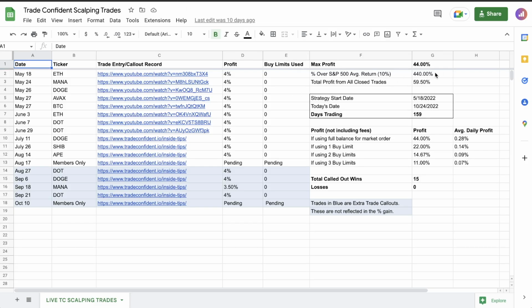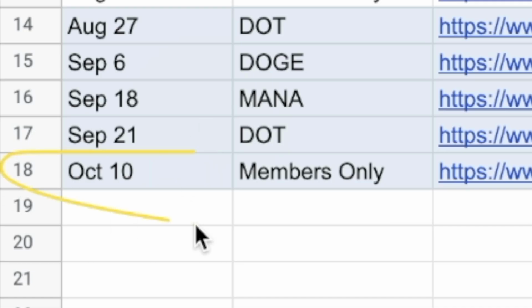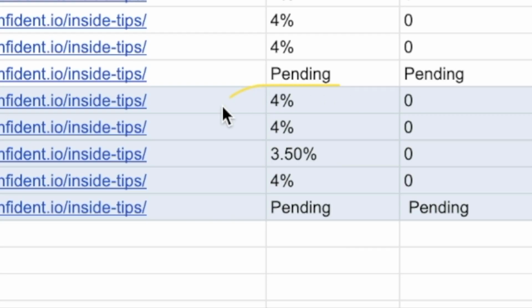We are using these indicators and we've done 440% more than the S&P 500, and we have a live scalping trade open right now. We've done 15.5% profit since August 27th.